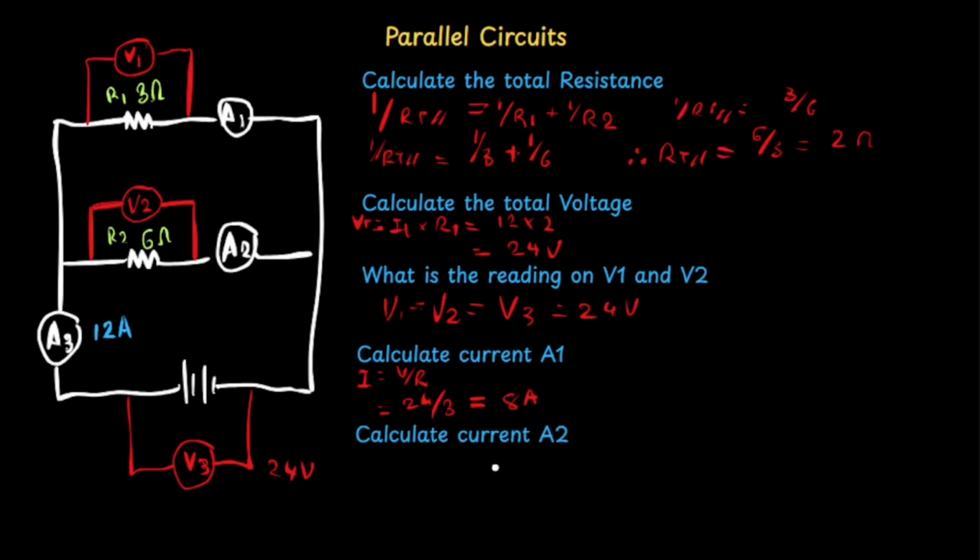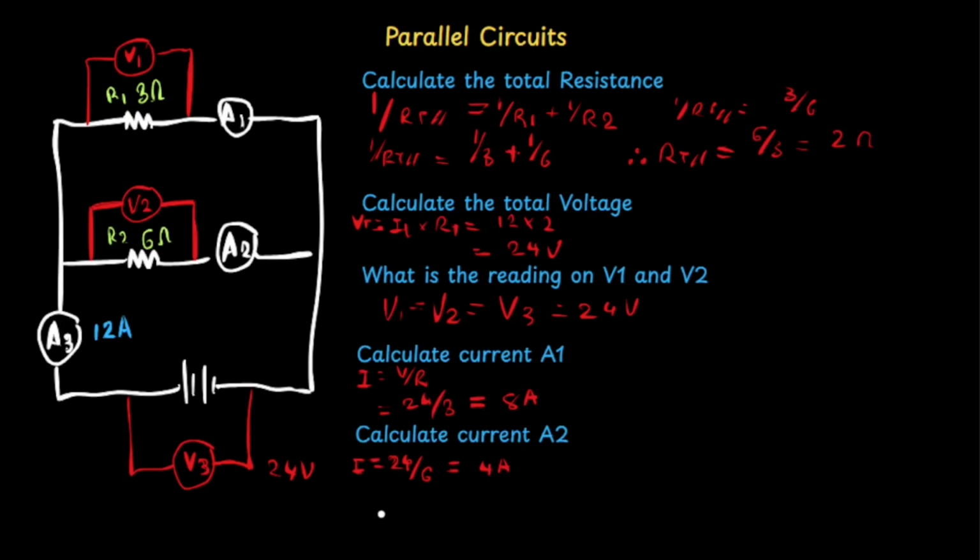In order for us to calculate the current on A2, we have two different methods. The first method that we can use is the same as the method we used in the previous question. We can take the voltage across the resistor, which is 24 volts, and divide it by the resistance of this branch, which is 6 ohms, and we would obtain a current value of 4 amperes. The second method that we can use to obtain this value is quite simply using the current divider bit of theory that we have learned.